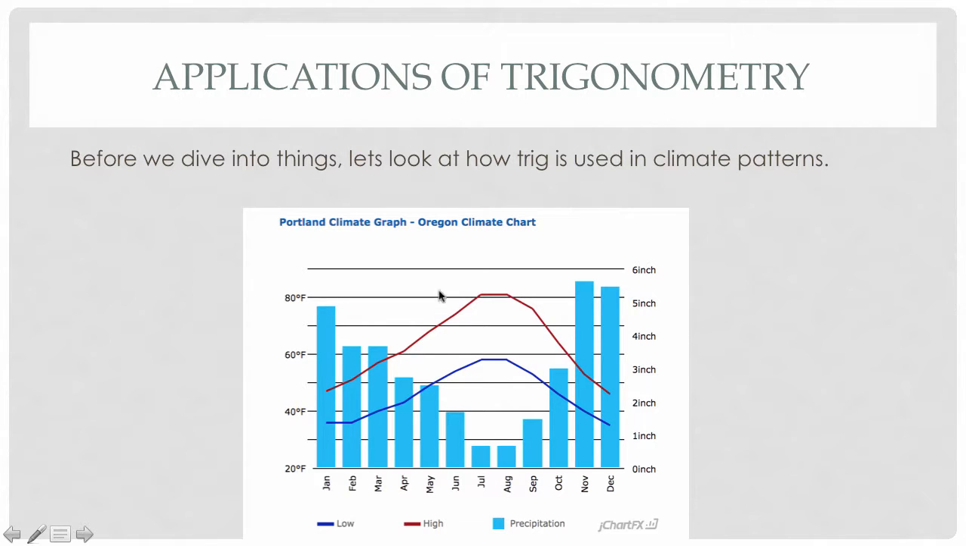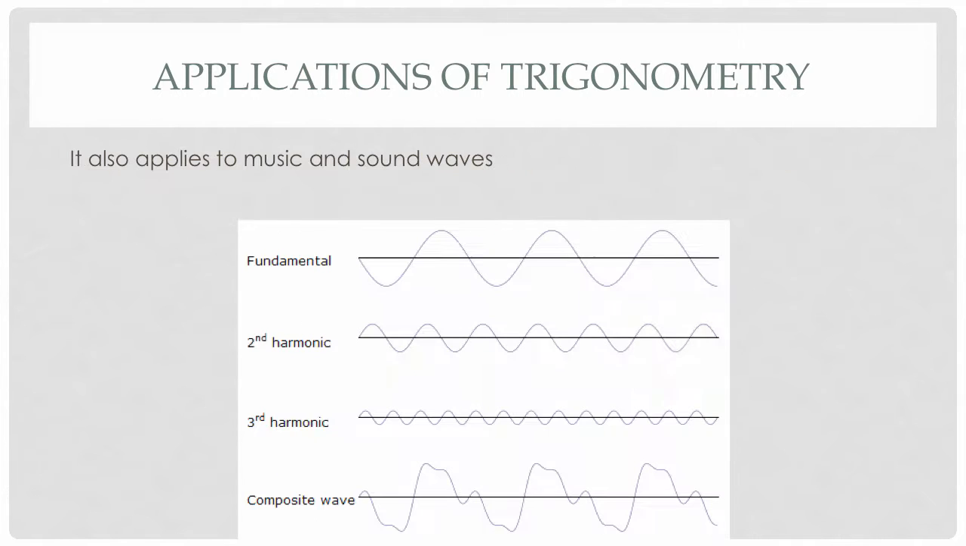If you think about the weather, here's a Portland climate graph. In January, it's cold, right? Graph's low. It warms up into the summer and gets hot, cools back down when it gets into the winter, and then guess what it's going to do next year? It's going to repeat. It's going to keep waving up and down and up and down. We could represent weather and temperature with a trigonometry function.